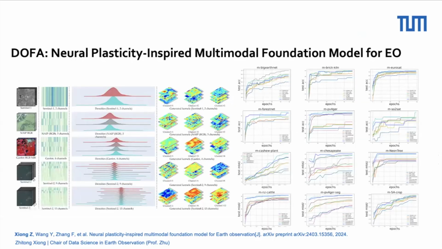And here we also visualize the dynamically generated weights. We can see that for different input images, the spatial patterns are quite different from each other. To some extent, this means the generated weights are effective. And on the right side, we also visualize the accuracy curves. You can see that DOFA actually converges very fast, and the final performance is also better than its counterparts.